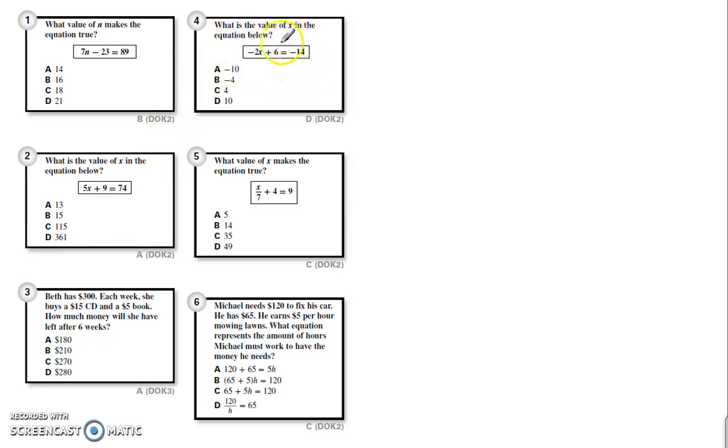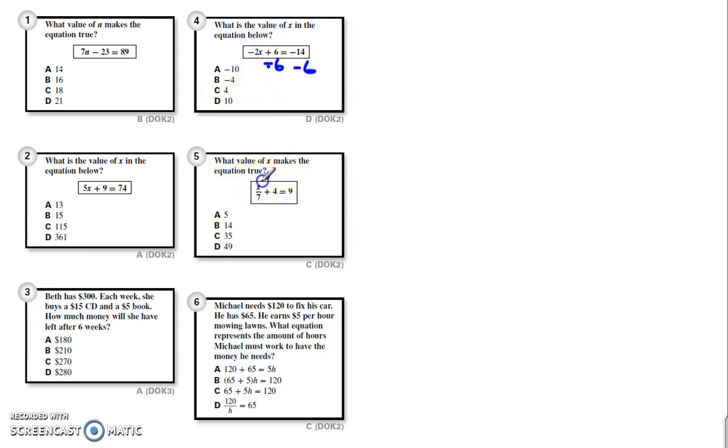Number 4, what's the value of x here? Add 6 to each side. Now, subtract 6. Okay, when we're subtracting from the negative, remember you combine their values and keep it negative. So that's negative 20, and then we divide by negative 2. And that makes it positive. So that's why x is positive 10.